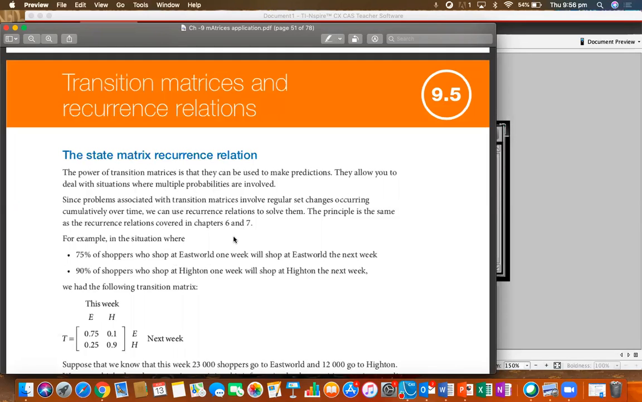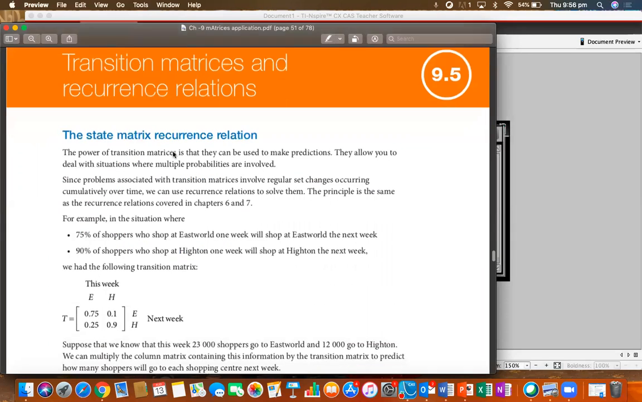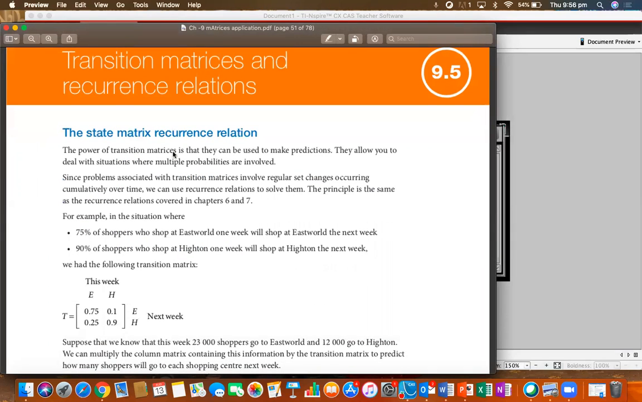I will still post these slides on the Google Classrooms for your notes and examples, but I will explain from here. As you know, we have done transition matrices last time, how to draw them, how to make a diagram and how to make the matrices out of it. So today we are going to do the recurrence relation.